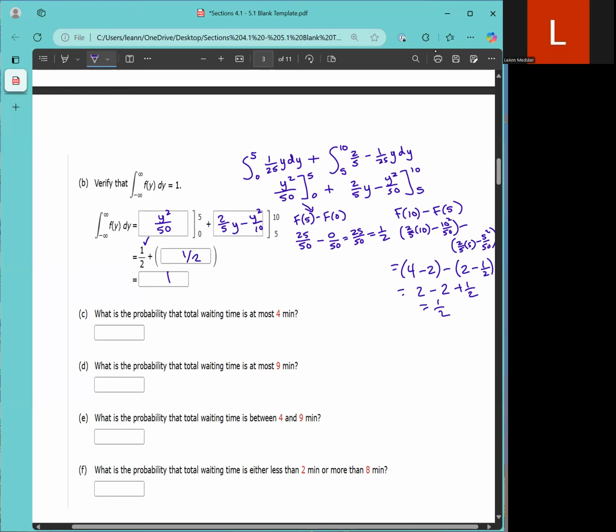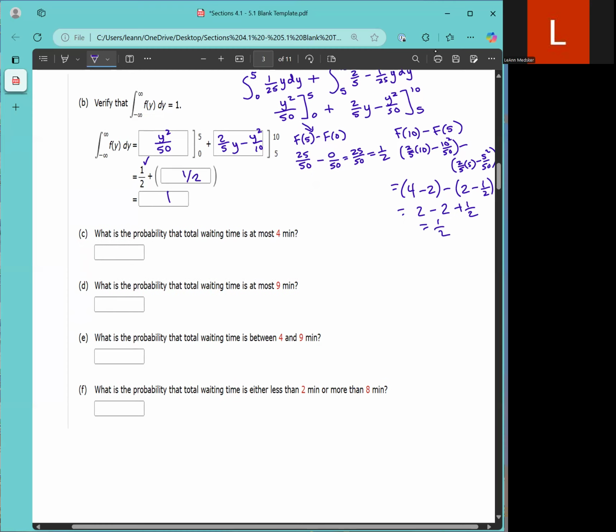Now, when we're doing the probabilities down here, we're integrating, and we're either going to be going from, say, 0 to a number or 5 to a number, or we could be going from a number to 5 or a number to 10. It depends on which function it falls in. Sometimes you might go between both pieces and you have to do addition of two integration parts.